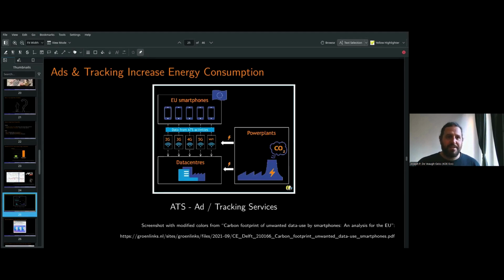An example of features users do not want, increasing the energy consumption. This is a study for the EU in which they looked at the energy consumption from ads and tracking that European citizens would turn off if they could. About 60% of respondents said they would stop advertisements on their smartphones if they were able to. And they looked at how much energy is consumed.